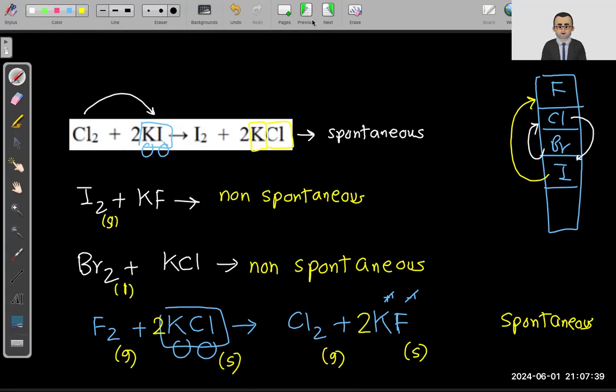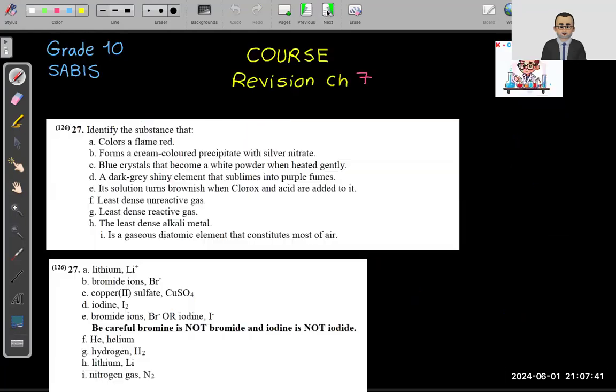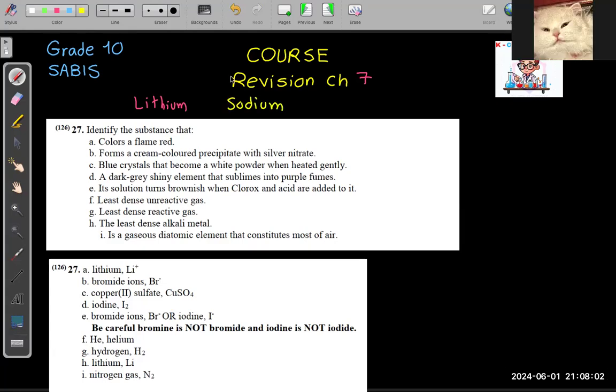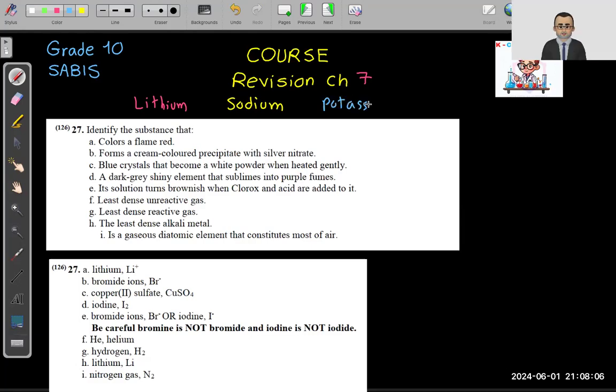are liquids, right? Okay, so the next question is, identify the substance that colors a flame red. What colors a flame red? Which one of the three we took last time was making a red with the flame test? The lithium we said is color red, right? And the sodium was yellow. And which one was lilac? The potassium was lilac, right? So the one that colors a flame red is the lithium.